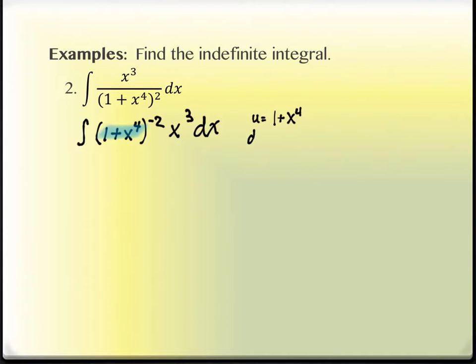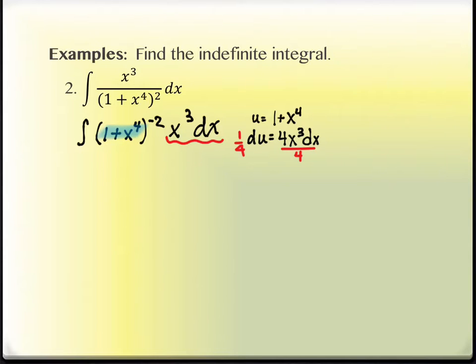What is the derivative of 1 plus x to the fourth? Not quite. 4x cubed dx. Now, there's a minor problem, and it is very minor, in that this has x cubed dx, and we're supposed to be having 4x cubed dx, right? So here's how we solve that minor problem. We simply divide the 4, or write the 1/4 to the other side.